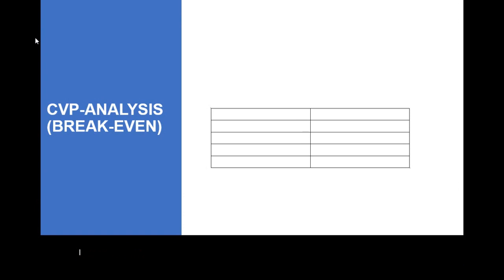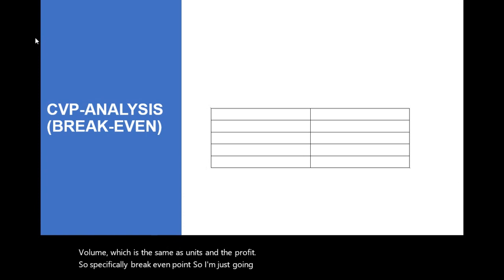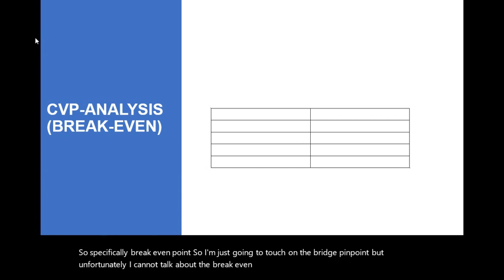I just want to take this opportunity to go through what we call CVP. CVP stands for cost, volume, profit. There's a correlation between the costs, volume, which is the same as units, and the profit. So specifically, I'm just going to touch on the break-even point, but unfortunately, I cannot talk about the break-even point without touching on the cost, volume, and the profit.